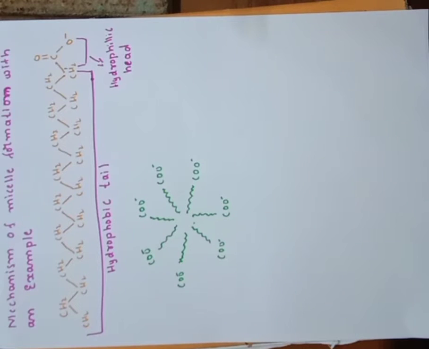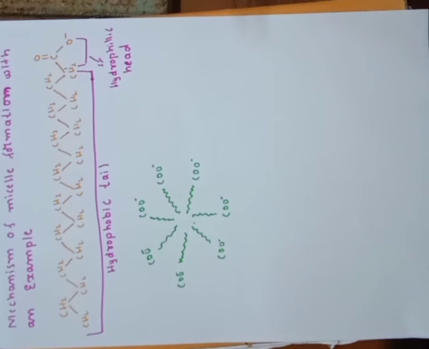What is meant by an associated colloid? Associated colloids are substances which, on dilution in a medium, behave as normal electrolytes at low concentration but behave as colloidal particles at higher concentration. This is due to the formation of aggregated particles.